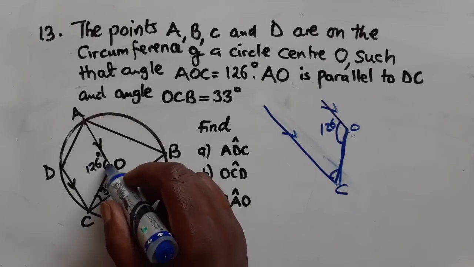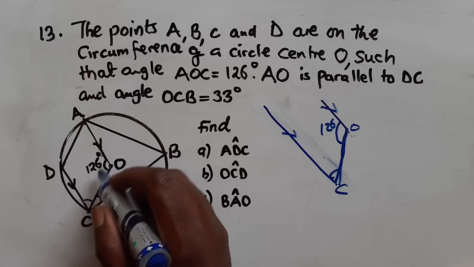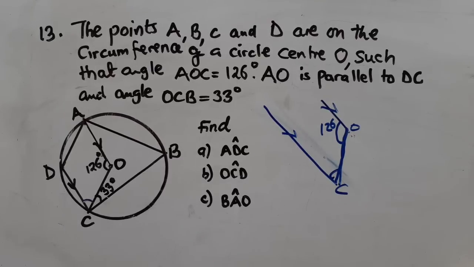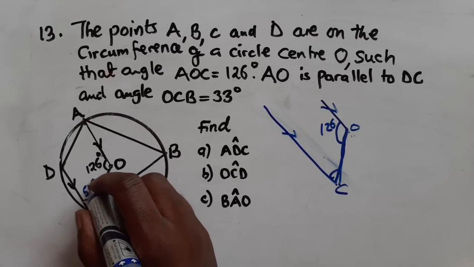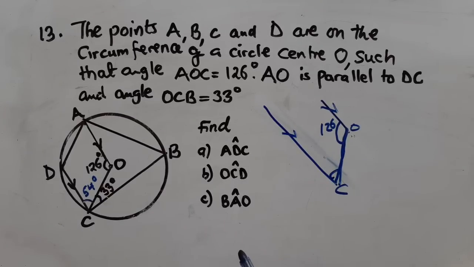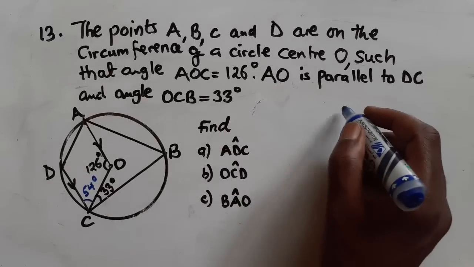So if this angle is 126, what should be this angle? The two angles add up to 180. So this is going to be 54 degrees by that rule. It's very important. I'm just finding these angles even before we get to establish what and what. Then having said that, I also want you to get to know this concept here.